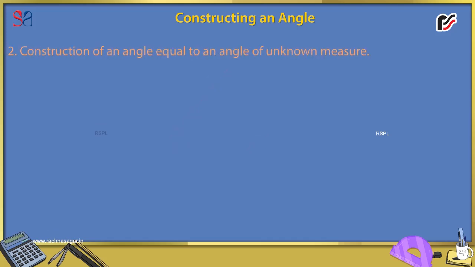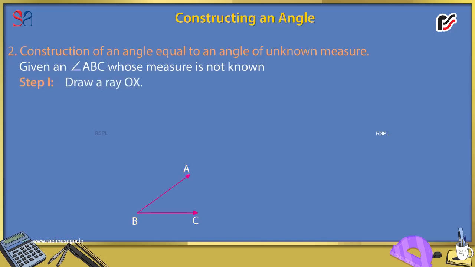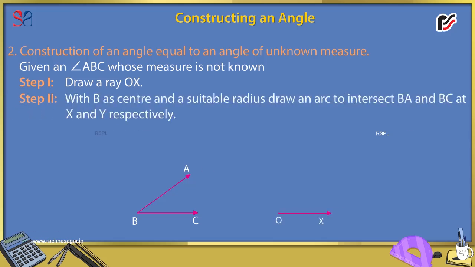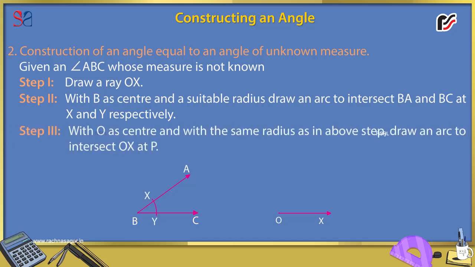Number 2. Construction of an angle equal to an angle of unknown measure. Given an angle ABC whose measure is not known. Step 1. Draw a ray OX. Step 2. With B as center and a suitable radius, draw an arc to intersect BA and BC at X and Y respectively.